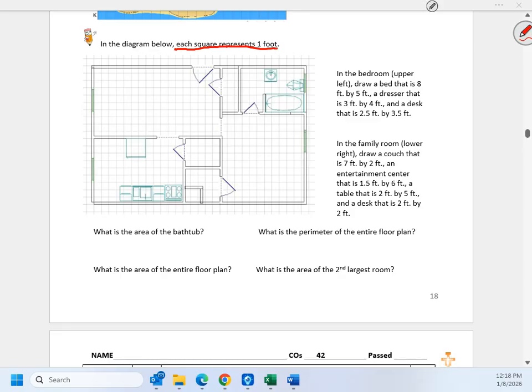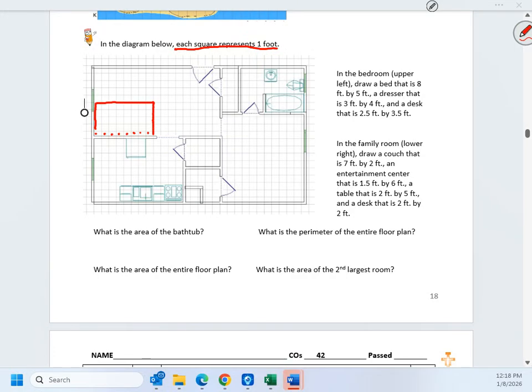So if that bed is 8 feet by 5 feet, a dresser that's 3 feet by 4 feet, and a desk that is 2.5 feet by 3.5 feet, you need to fit all those pieces of furniture. So draw the rectangles and label them, and draw them the correct dimension, the right size, and see how you can make it fit. So if we're going to put our bed that's 8 feet by 5 feet, each square is a foot, so 1, 2, 3, 4, 5, 6, 7, 8 by 1, 2, 3, 4, 5.